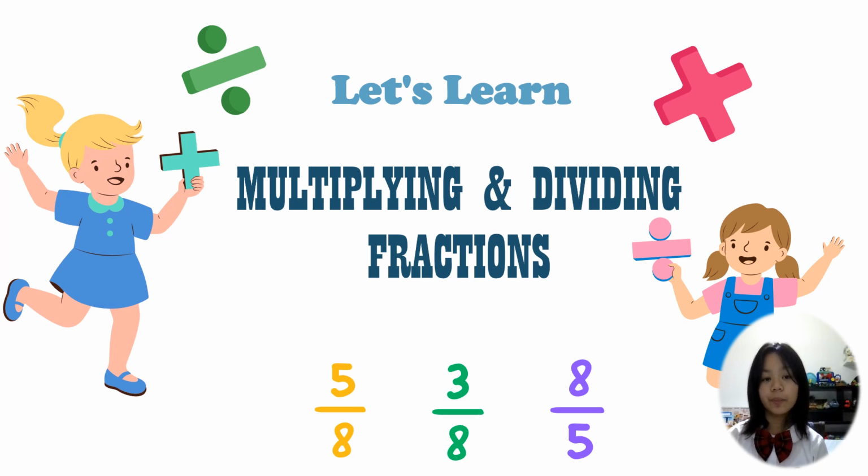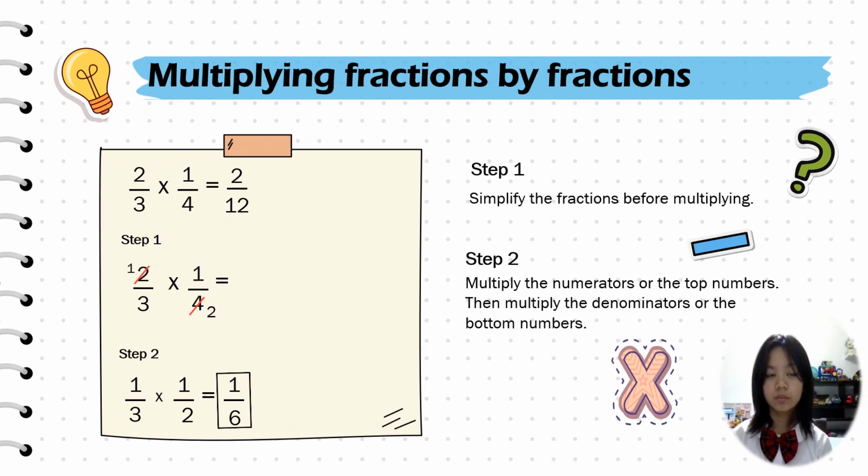Let us learn multiplying and dividing fractions. Let's do multiplying fractions by fractions. Multiplying fractions is very simple. You multiply the numerators, which are the top part, and then you multiply the denominators, which are the bottom part. After putting the two results together as a new fraction, you may need to simplify the fraction into its lowest form. But to make your equation simple, you can simplify your fractions first before multiplying.